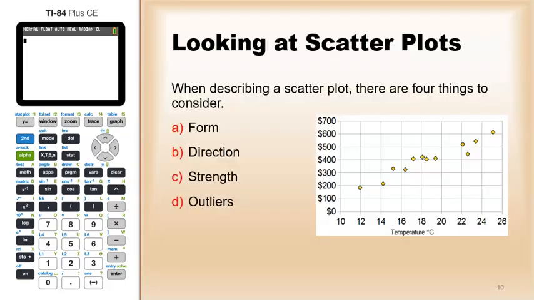All right, so when it comes to describing a scatter plot, there are four things you should consider. And that is the form, the direction, the strength, and the outliers. So let's see what I mean. Let's go over what I mean by this.